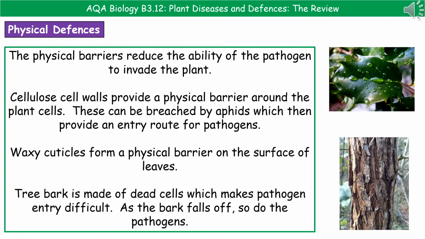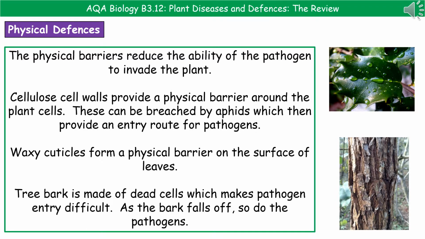If we think about the physical defences first of all, then these quite simply are physical barriers that are just reducing the ability of the pathogen to invade the plant in the first instance. So three key ones that you need to know about for your exam. First one are the cellulose cell walls that surround all of our plant cells, and these act as a physical barrier. Downside is that if we have things like the aphids that are feeding on our plants, they're going to cause damage to those cell walls, which then provides an entry route for pathogens.